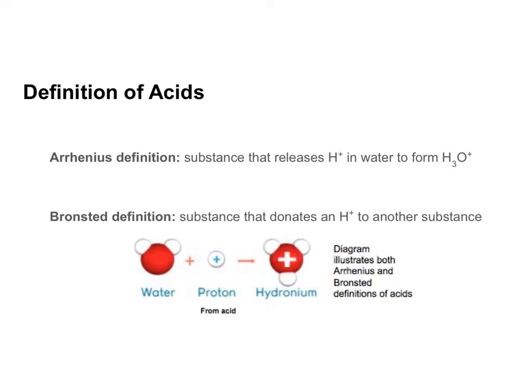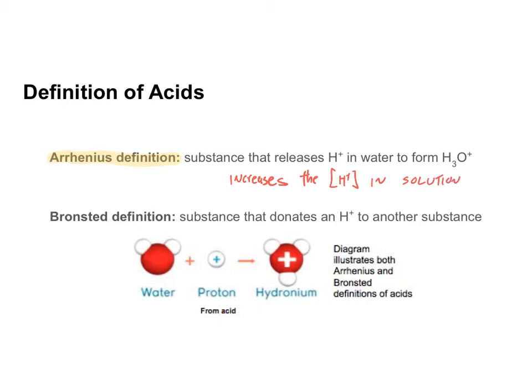There are two different definitions of acids that we go through as chemists, and they both tell you something a little bit different about the actual acid itself. The first definition is the Arrhenius definition, and this is the substance that when you put it into water, it basically increases the amount of hydrogen ion in solution. So an Arrhenius acid is something that increases the concentration of H plus in solution.